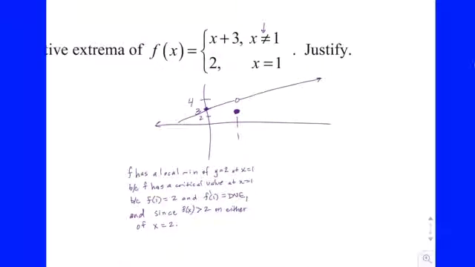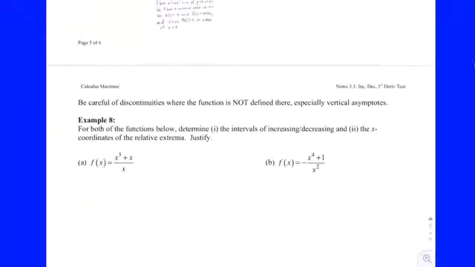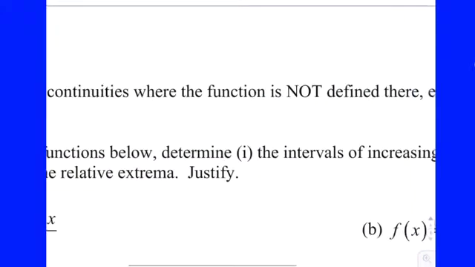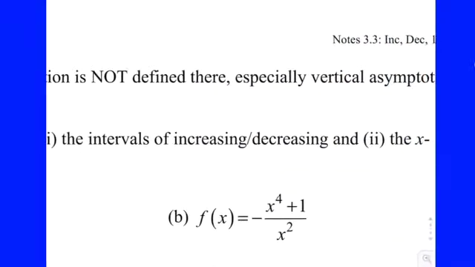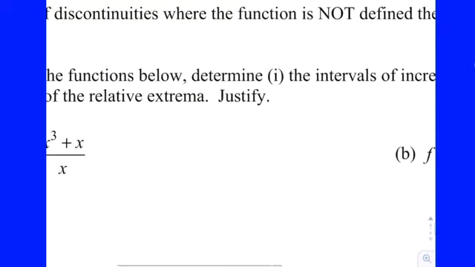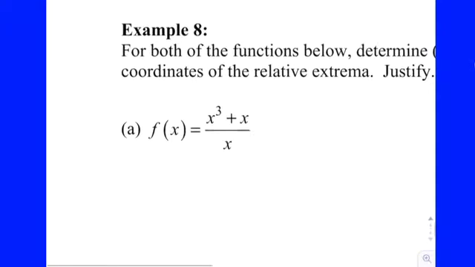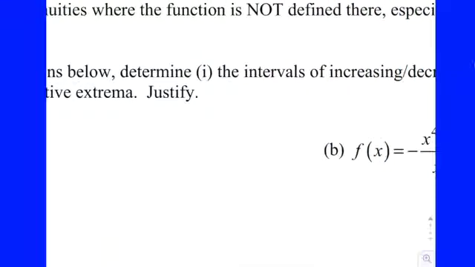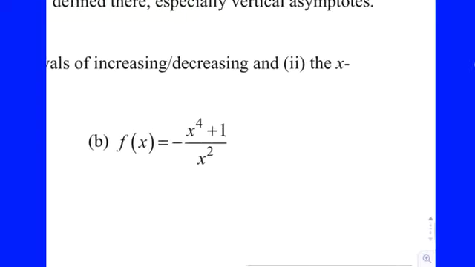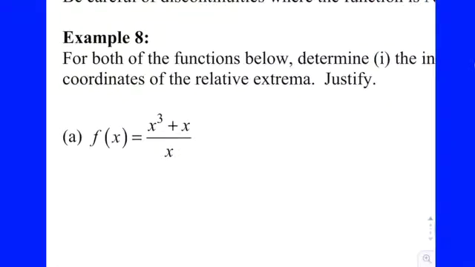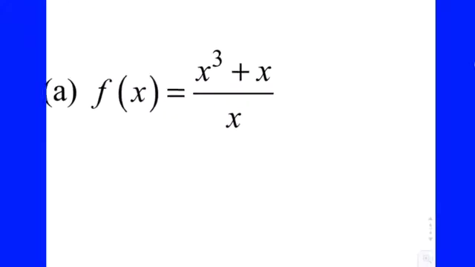It's always best, if you're trying to answer characteristics of the graph, to just sketch the graph. All right, and then it brings us to example 8, where we have discontinuities, but they're not piecewise functions. So be careful of discontinuity. That is where the function is not defined, especially vertical asymptotes. So here we go on example 8. For both functions below, determine, number 1, the intervals of increasing, decreasing, and the x coordinates only of the local max or mins. Justify.